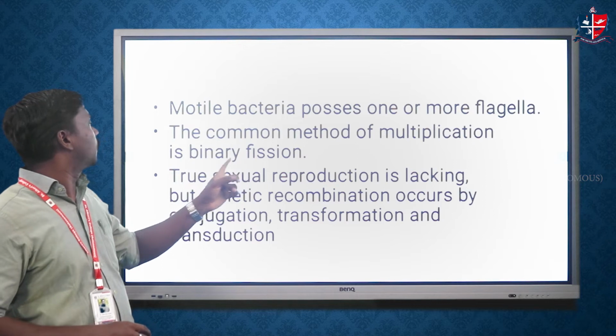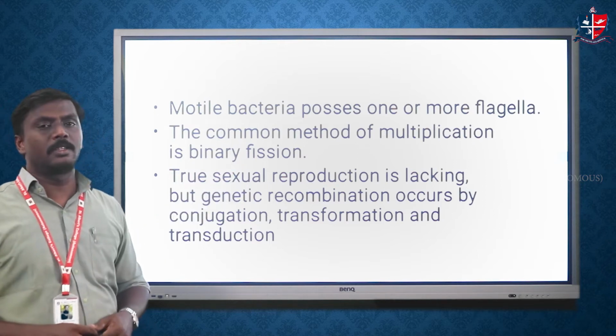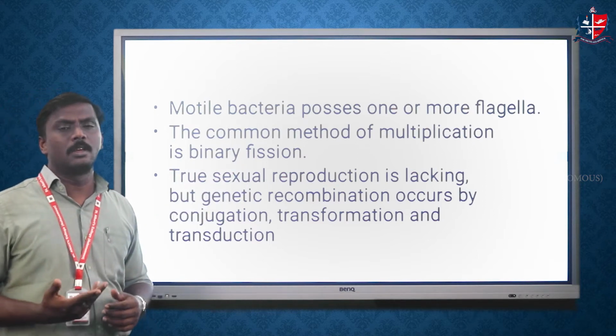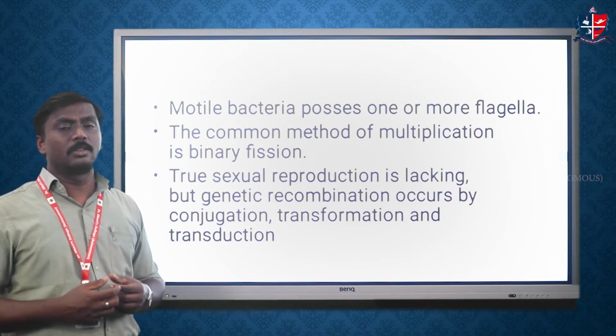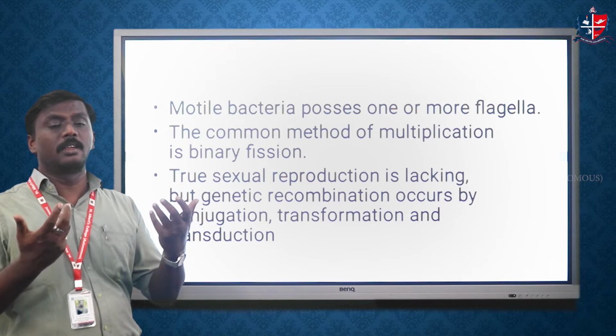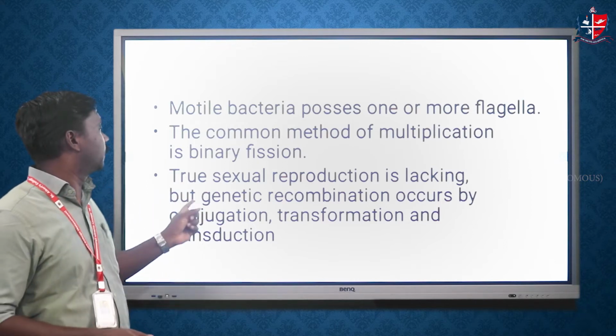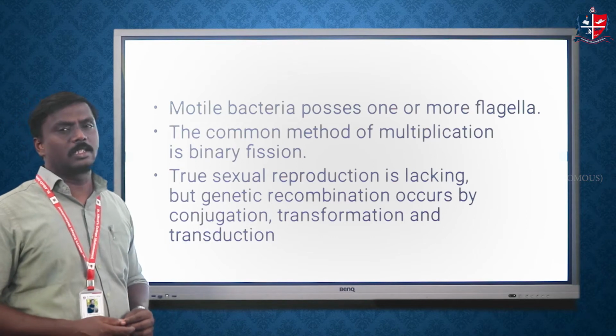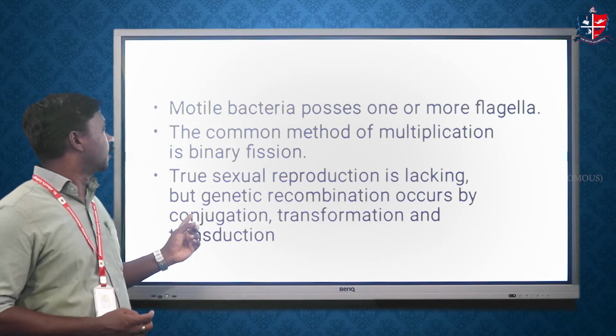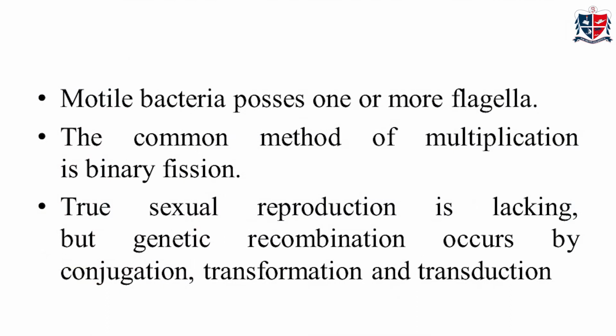The common method of multiplication is binary fission. How do bacteria reproduce? It is by binary fission, that is, a single cell divides into two by binary fission. True sexual reproduction is lacking. There is no sexual reproduction we can define in bacteria, but genetic recombination occurs by conjugation, transformation, and transduction.